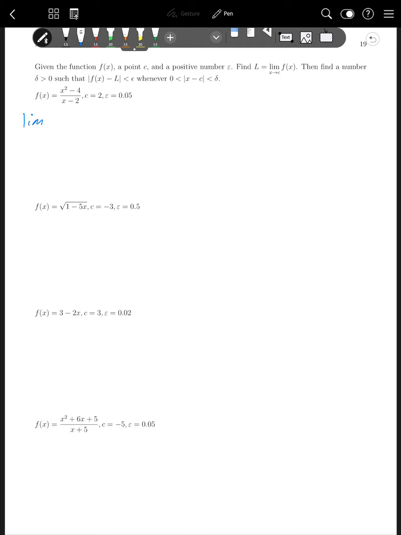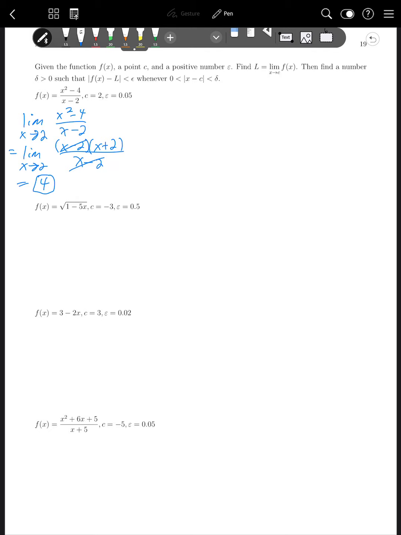So the limit as x approaches c, in this case c is 2, of x squared minus 4 over x minus 2. So we learned in the last section the way we do that is we first need to factor it. So this would be the limit as x approaches 2 of x minus 2 times x plus 2 over x minus 2. We can cancel out the x minus 2's, and so we can plug 2 into this function and we get the limit is 4. So that's the only step that's any different. I had to find the limit. Now once I found the limit, the steps are all the same as the problems on the previous page.